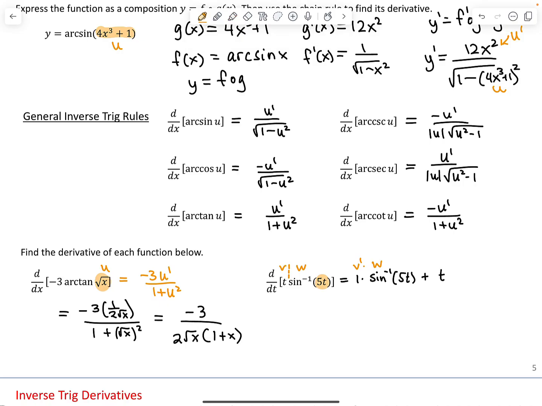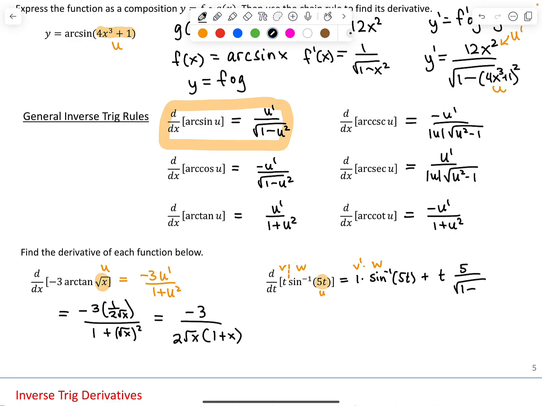Well, this 5t I'll now use as a u in conjunction with this formula here. So to differentiate arc sine of 5t, I'll put the derivative of 5t in the numerator, which is just 5, over the square root of 1 minus, and then 5t in parentheses needs to be squared. So this t is my v, and this fraction next to it is my w prime. And I'll just do one step of simplification.